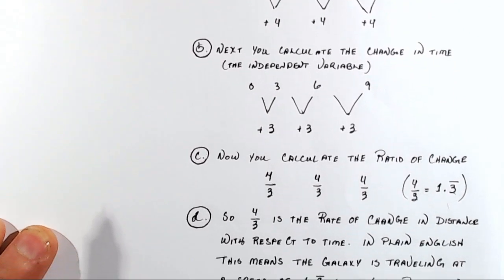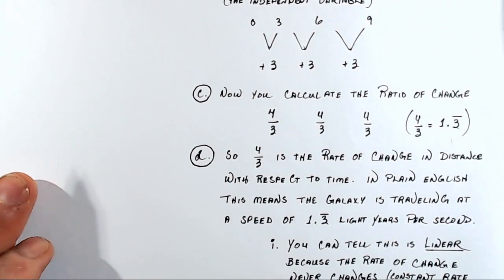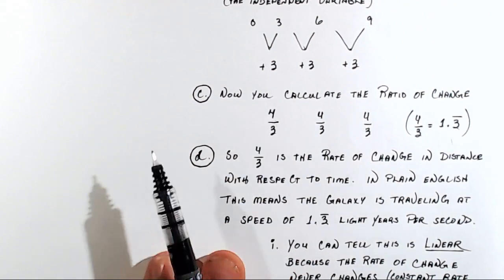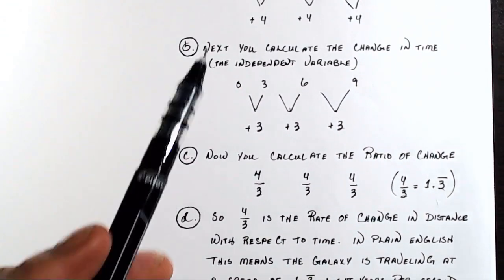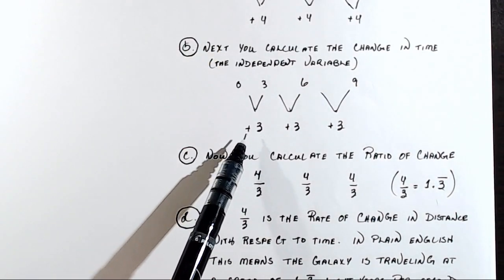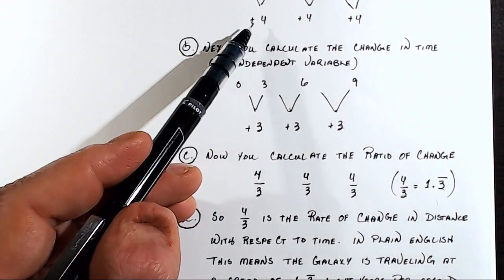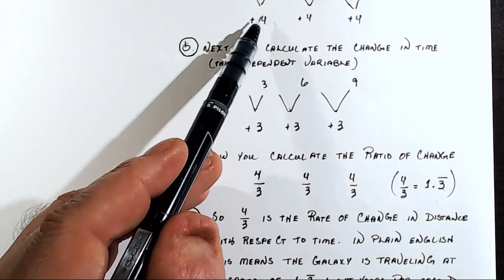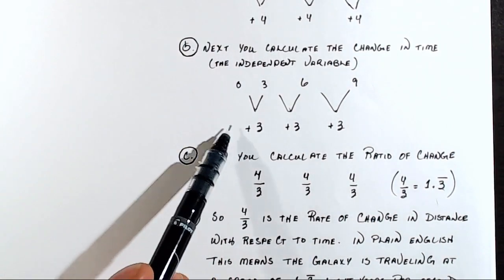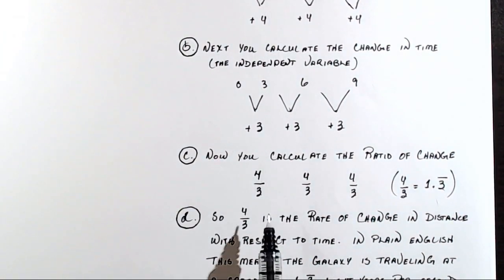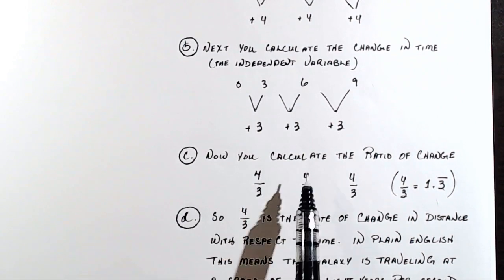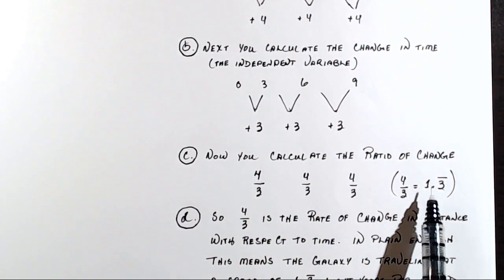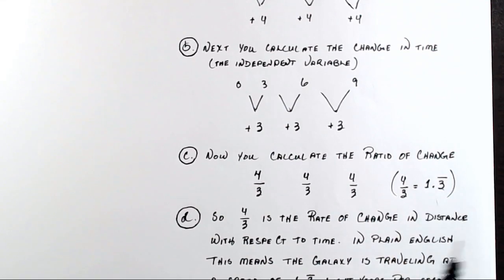Okay, so now you calculate the ratio of change. So you just put the 4 over the 3. Okay, because that's the change in the y over the change in the x. The change in the galactic distance over the change in time. And we see here are our ratios, 4 over 3, 4 over 3, 4 over 3. And we just want to note that 4/3 is equal to 1.3 repeating, or 1 1/3.